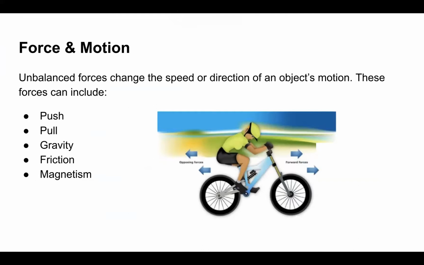If you throw something up, gravity is going to pull it down until it hits the ground and stops moving, because the earth would be pushing back up on that object and not letting it go through the earth. So gravity can be an unbalanced force. Friction is an unbalanced force. The force of friction helps you start moving and stop moving. So we need friction to not be slipping and sliding all over the place. And last but not least, magnetism is another force that can change the speed or direction of an object's motion.